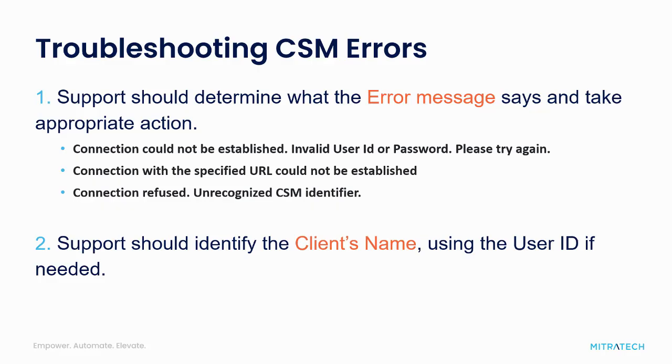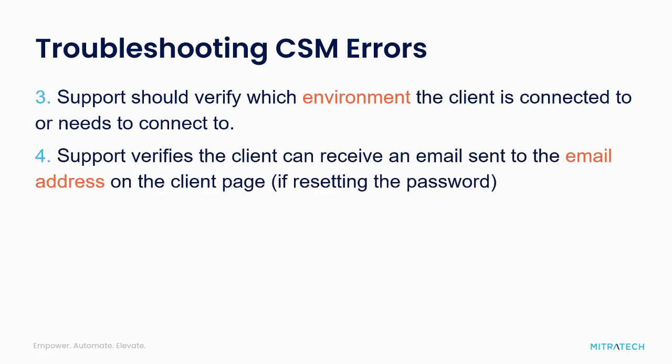Now we'll look at how to troubleshoot the CSM errors. The support team should determine what the error message says and take appropriate action. Support should identify the client's name using the user ID if needed, and also verify which environment the client is connected to. Support verifies that the client can receive an email that's sent to the email address on the client page if they are resetting the password.